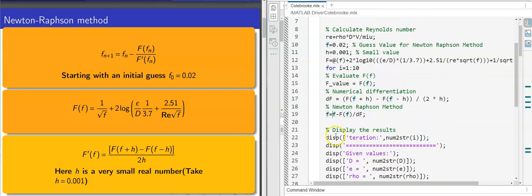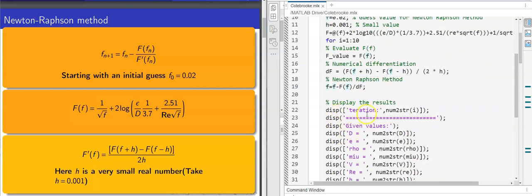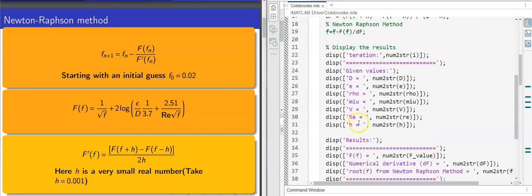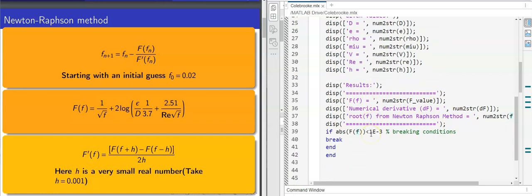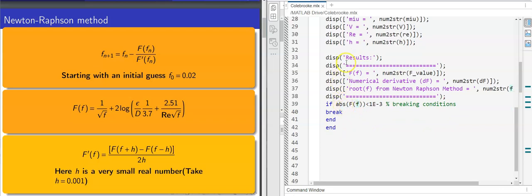Now after that we are displaying the result: the number of iterations, all the parameters, F of f, the numerical derivative, and the root from the Newton-Raphson method. And last we are putting the breaking condition. We can also put the breaking condition before the display, but for displaying a good result we are putting the display before. If the absolute value of F of f is less than 1e to the power minus 3, that is the breaking condition, so the for loop will break and end.